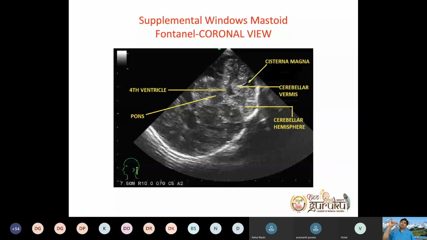so this is the shape. You can see the skin layers and skull. Then you have your cerebellar hemisphere, one lobe. Then you have the vermis. Opposite to the vermis, you have your fourth ventricle. In front of that, you have your pons. And then you have the other part of the cerebellar hemisphere. This is how it looks.